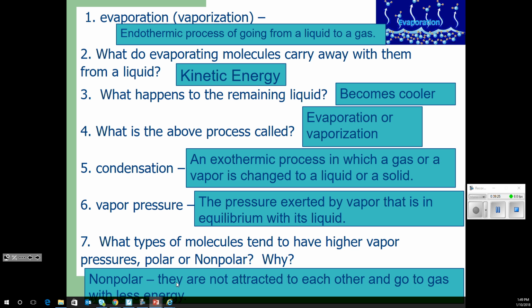And on the bottom one, we talk about, again, the kinetic theory rules. So molecules that tend to be nonpolar, they are not attracted or repelled by things, tend to go into vapor easier. That's because things are not holding them. Opposite charge things are not holding them in the liquid. Okay? And they go with a lot less energy.